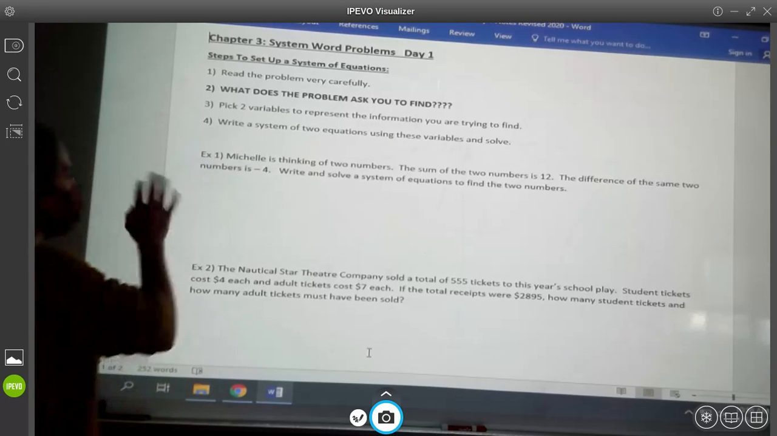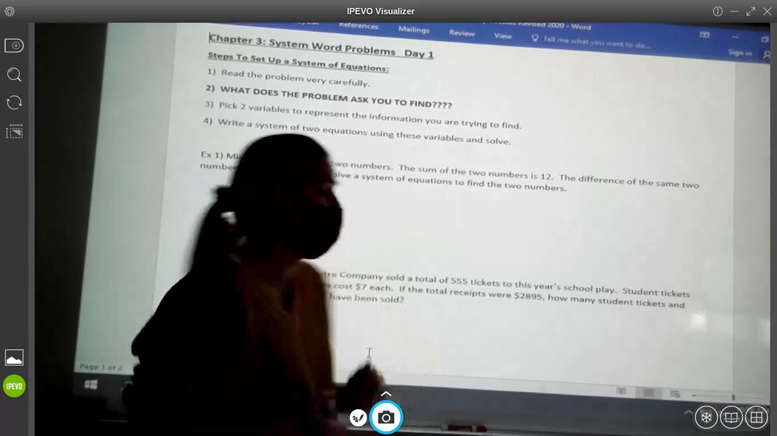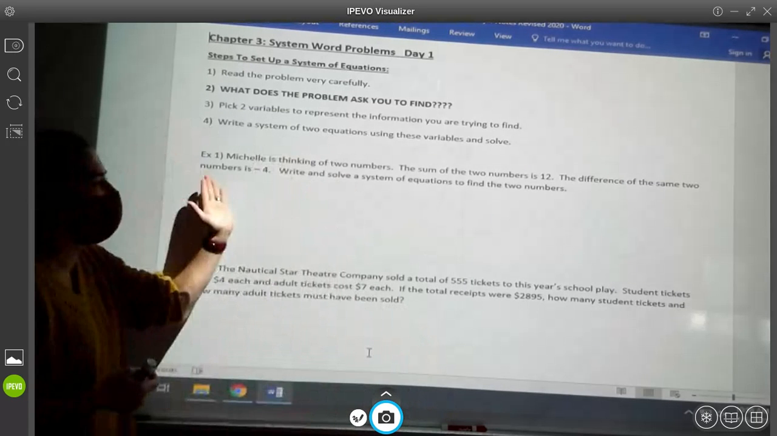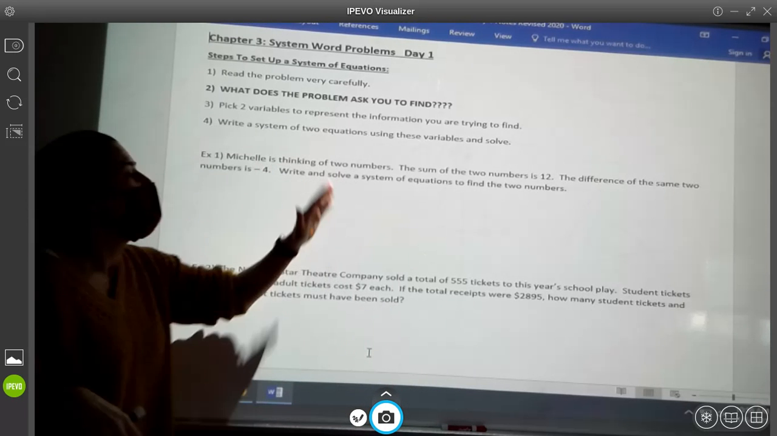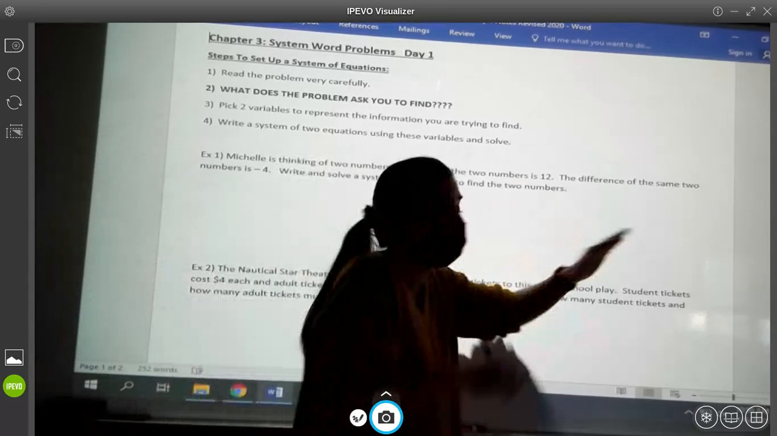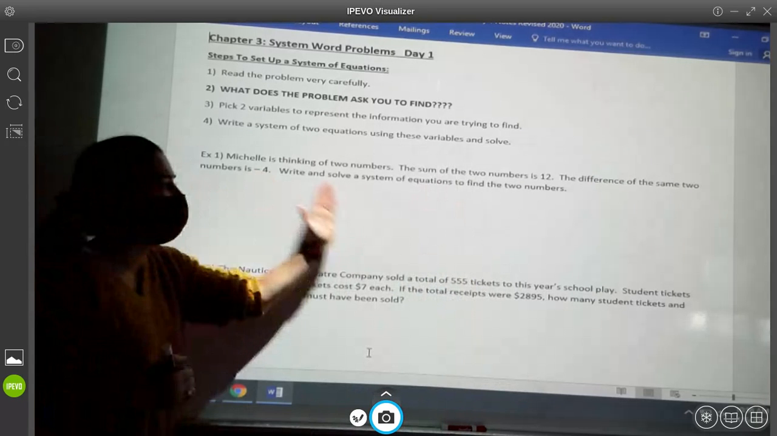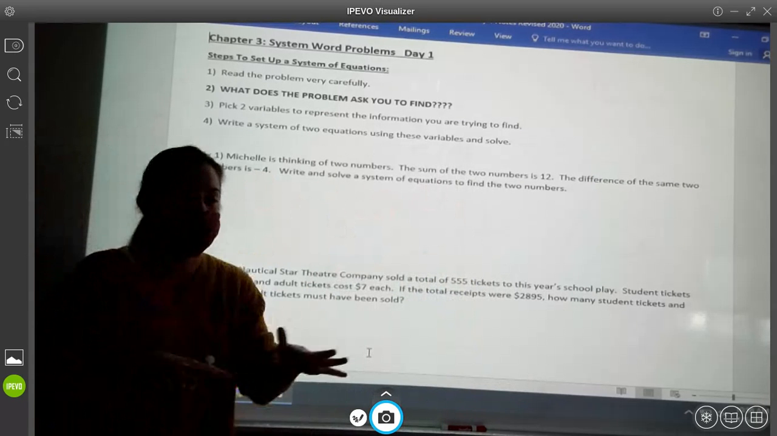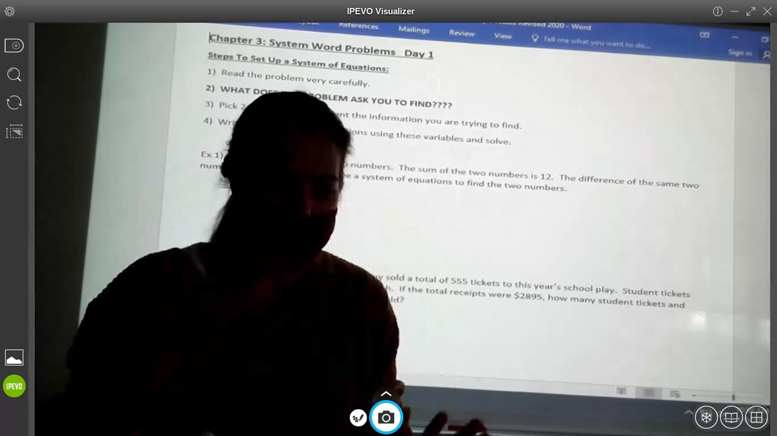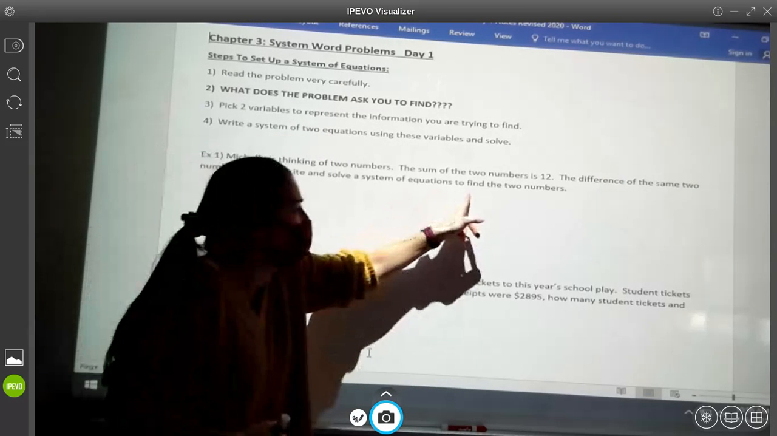They're good. Yep. All right, so number 1 is probably as easy and as basic as these problems are going to get. It says, Michelle is thinking of 2 numbers. The sum of those 2 numbers is 12. The difference of those same 2 numbers is -4. Write and solve a system of equations to find the 2 numbers. All right, so we've read the problem. Now we have to figure out, what are they asking us to find? They are asking us to find the 2 numbers.